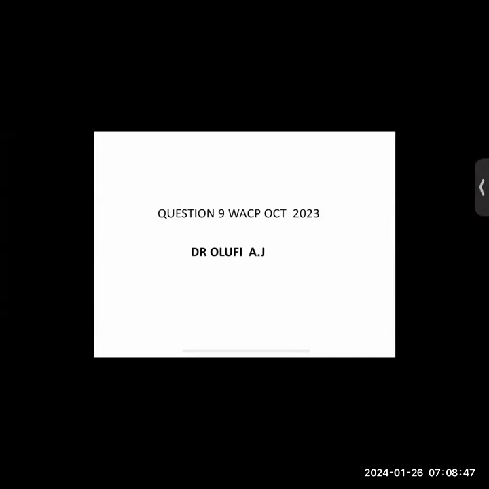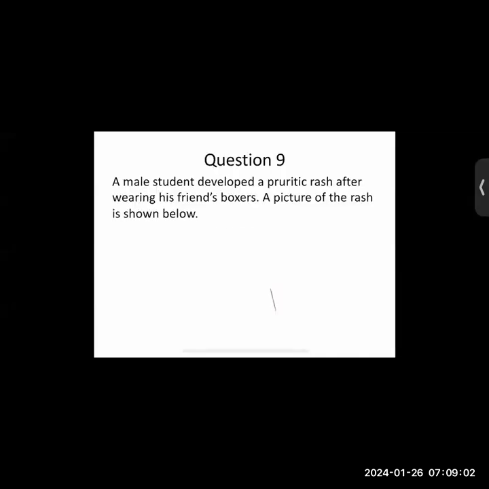Okay. Good morning, my teachers and my senior colleagues. I'm Dr. Olufi. I will be talking on question 9 of the WACP October 2023 exams. Next slide, please. The question goes: a male student develops a pruritic rash after wearing his friend's boxers. A picture of the rash is shown below. Next slide, please.